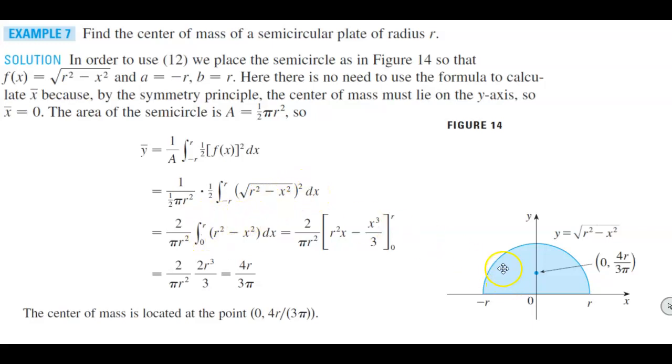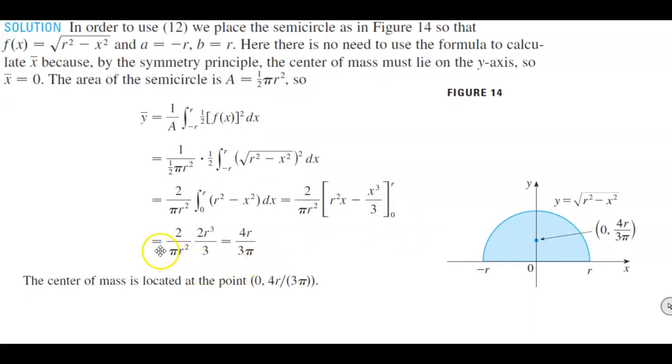Now, since we know that the area on the left side is going to equal the area on the right side, we can multiply the entire integral by 2, and now go from 0 to r. And now that becomes r squared minus x squared dx. So now if we evaluate and take the antiderivative of those two terms, we would get 2 over pi r squared, evaluating it from 0 to r, which then gives us 2 over pi r squared times 2r cubed over 3, which is equal to 4r over 3 pi.